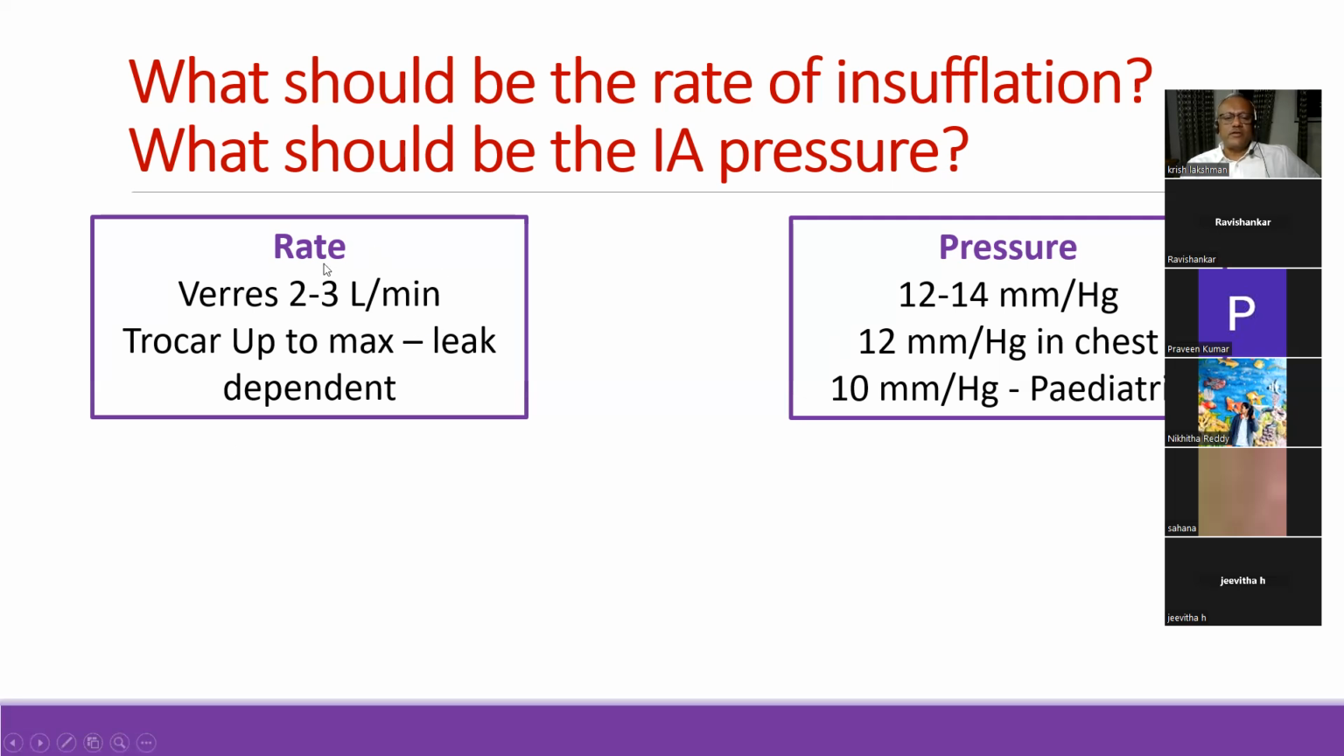Please note that the Veress needle can take no more than 3 liters per minute. So don't start with a huge pressure on the Veress needle, because it will give you an abnormally high pressure reading. But with the trocar, you can put it up to the maximum that the machine allows, depending on the amount of leak that takes place.